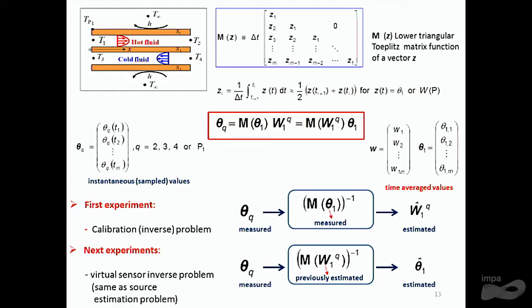So it's an identification inverse problem. And in the next experiment, you know the transfer function. So you measure, in another experiment, the output, and you try to recover the input. So it's, for example, a source estimation problem if theta 1 is a source, which is the case here, or it's a virtual sensor inverse problem if we want to recover the temperature at a point where it's impossible to make measurements in the experiment of interest.